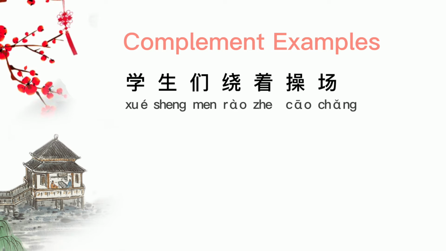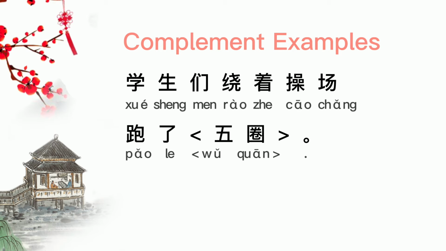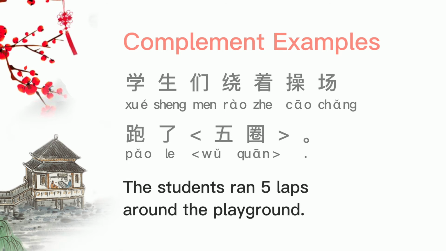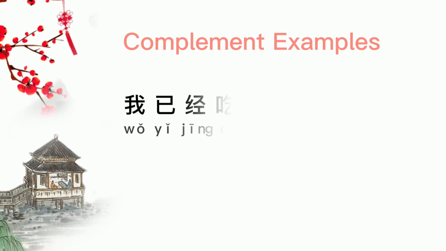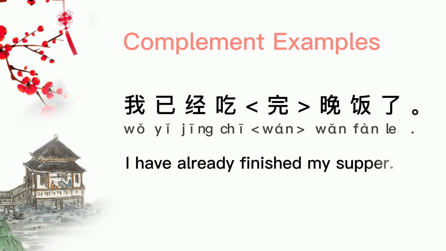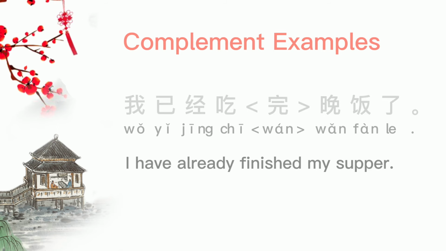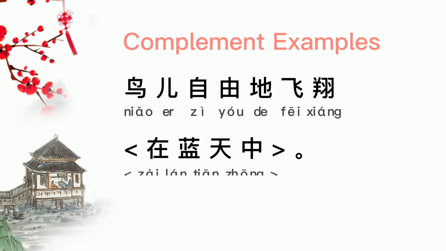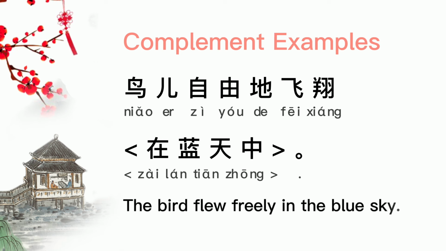学生们绕着操场跑了5圈。The students ran 5 laps around the playground. 我已经吃完晚饭了。I have already finished my supper. 鸟自由地飞翔在蓝天中。The bird flew freely in the blue sky.